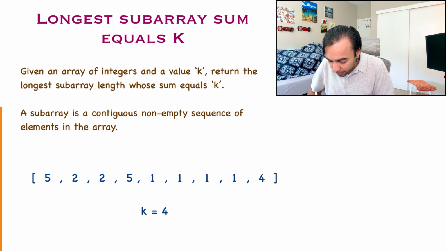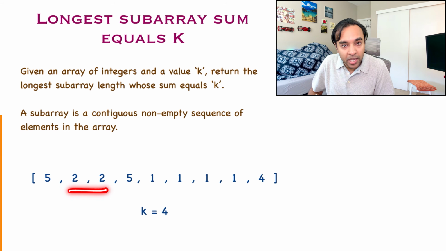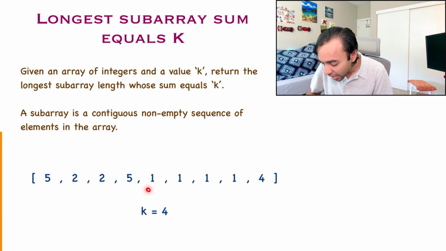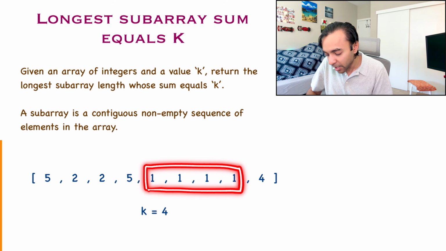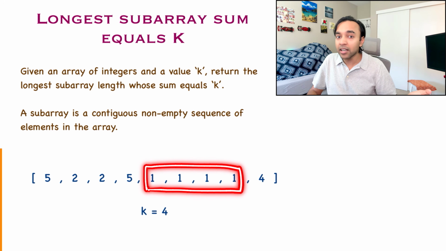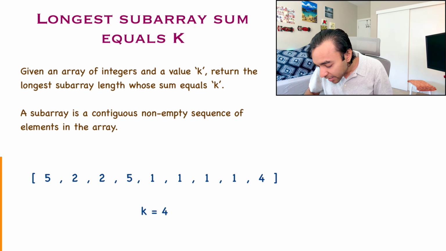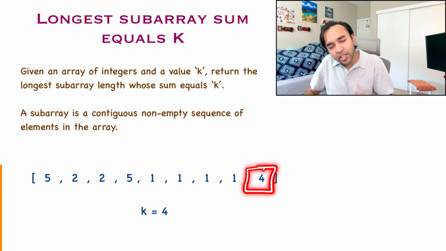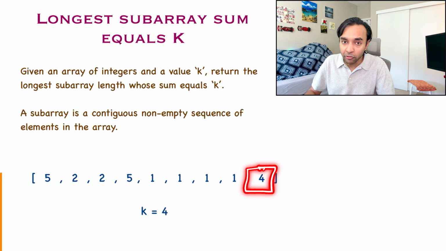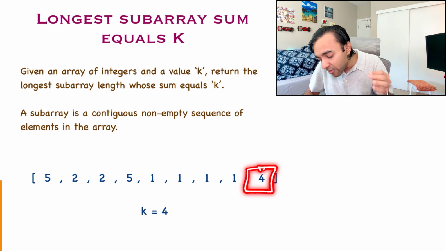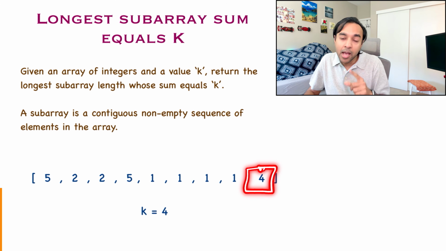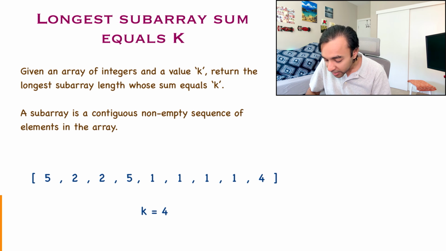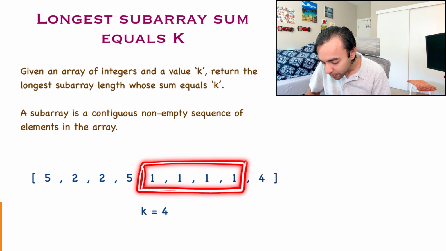If you check this array, I have this particular sub-array whose length is 2 and the sum is 4. Once again, I have this particular sub-array whose length is 4 and the sum is also 4. And then I also have one more sub-array with just a single element and the sum is again 4. So you have multiple such sub-arrays, but you have to return the length of the longest sub-array.